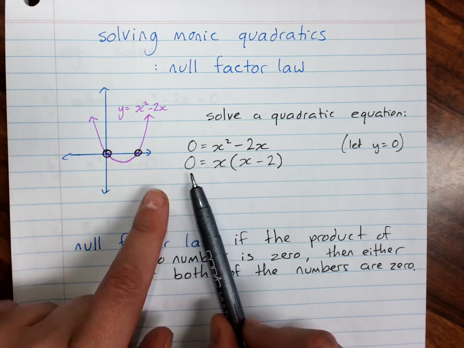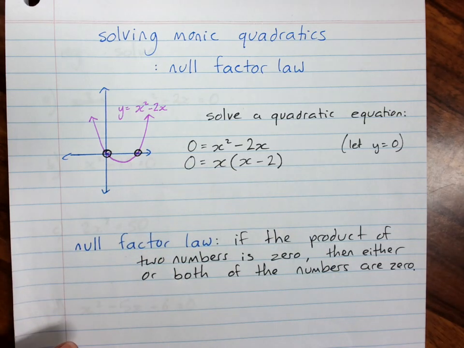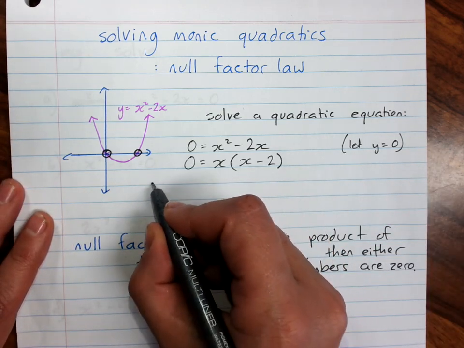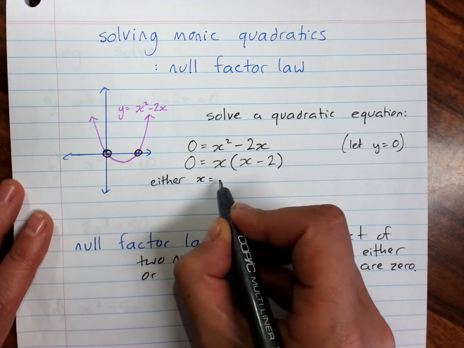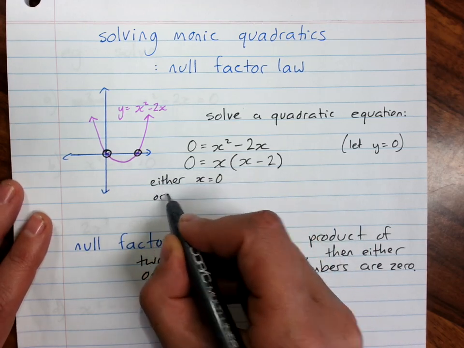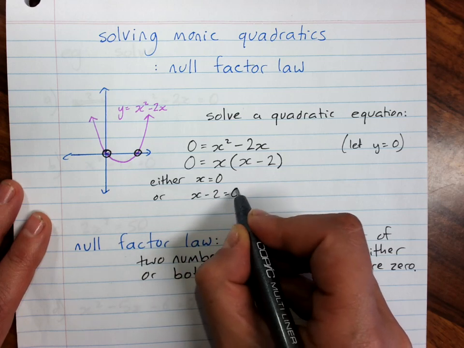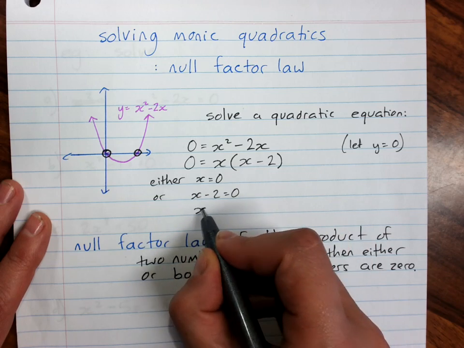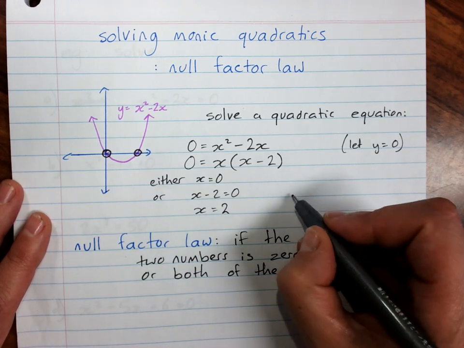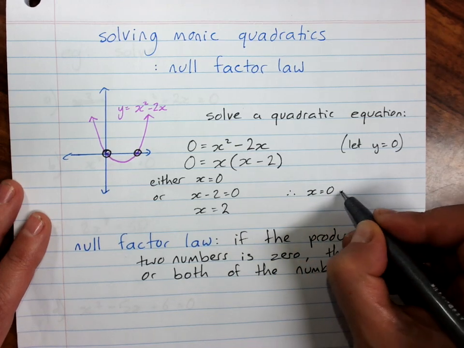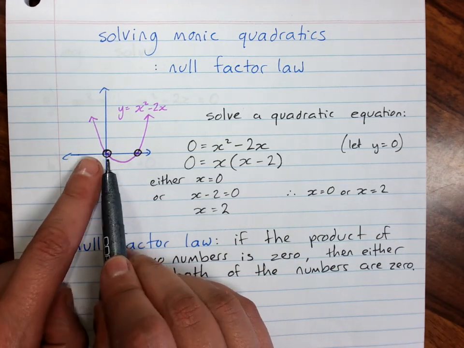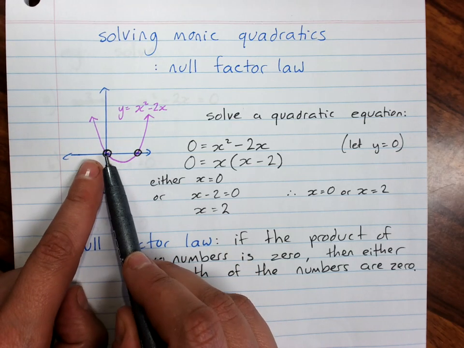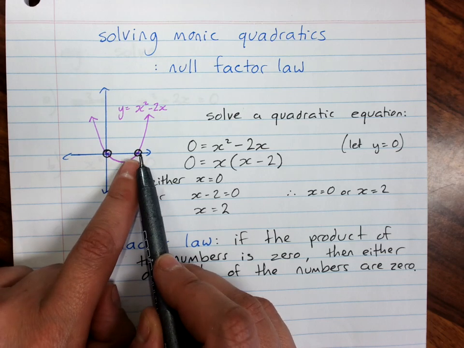Either x is 0 or x minus 2 is 0. So either x equals 0, this one is 0, or x minus 2 is 0. Now if x minus 2 is 0, we solve for x equals 2. So my solutions are x equals 0 or x equals 2. And for this particular parabola, it cuts the x-axis at 0, which you can see, for x, and 2 for x.